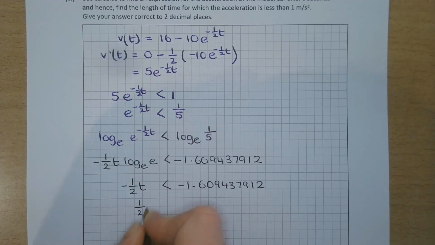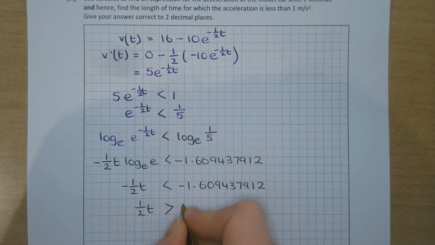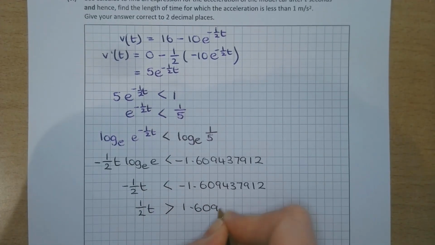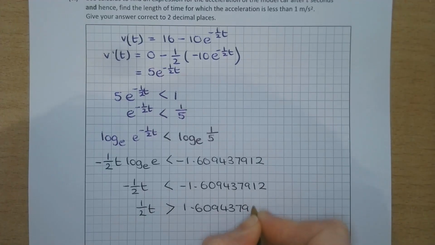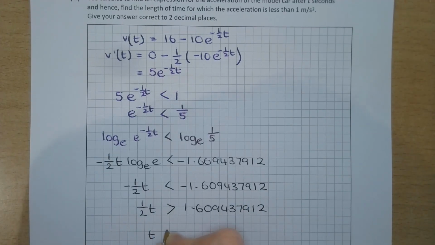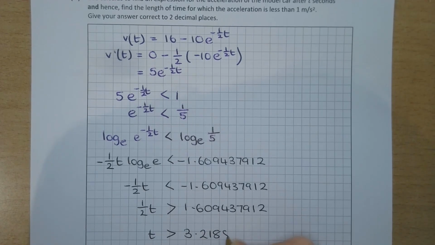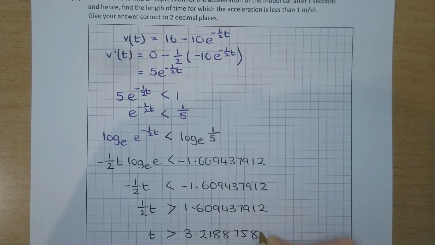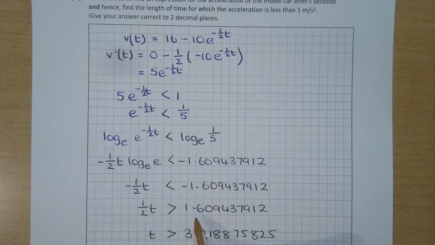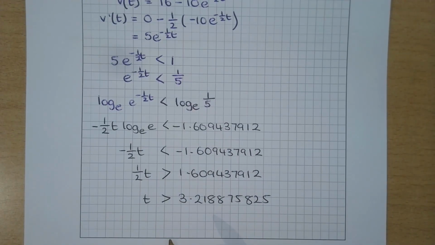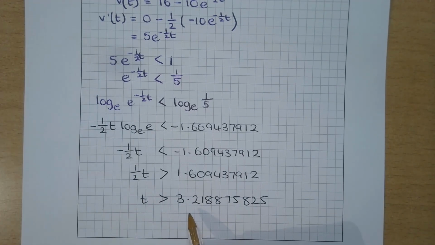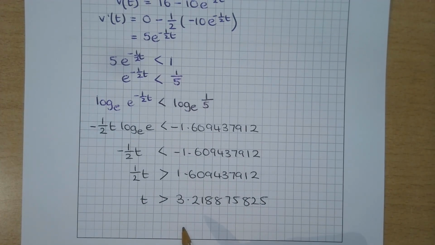So we have a half t will now be greater than 1.609437912. So t will be greater than 3.218875825. That's when we bring over or we multiply both sides. Okay, so what do we have? We have that the time is greater than 3.2188.